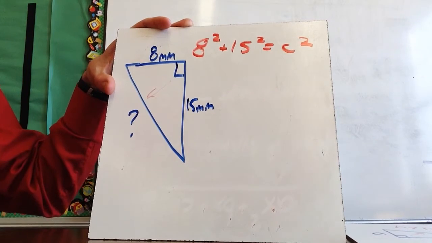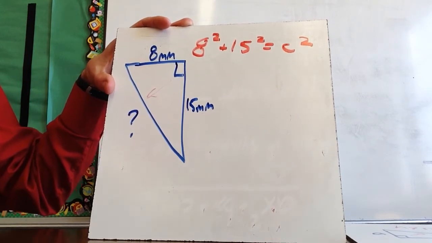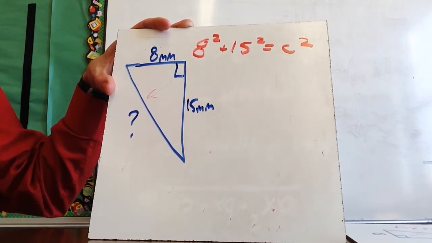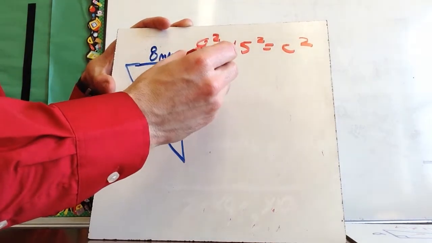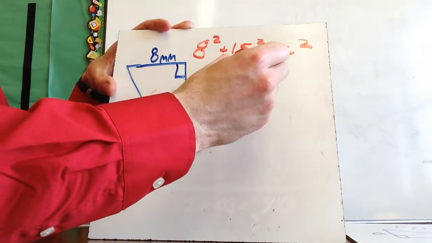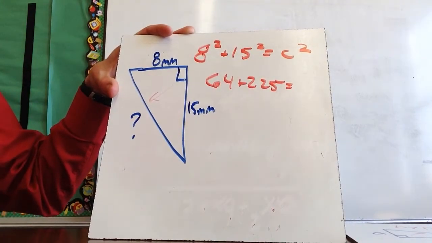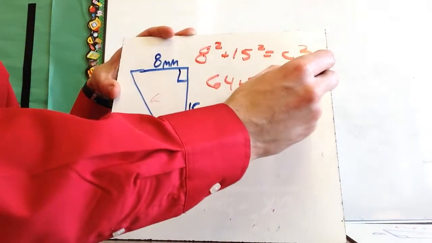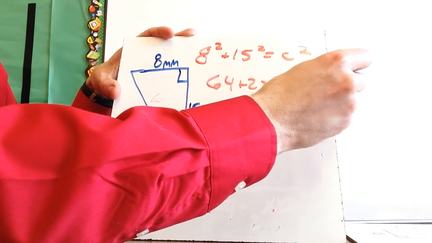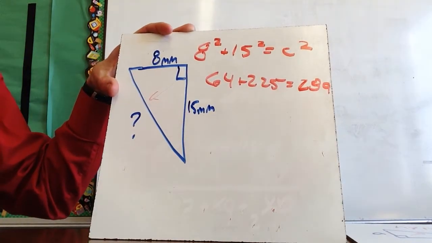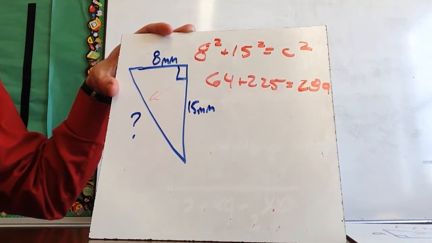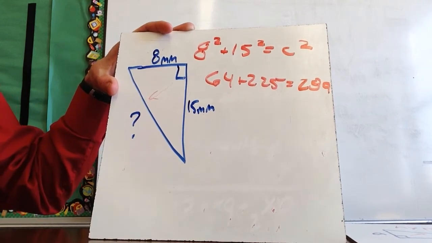Okay, 8 squared is 64. 15 squared, I had to make sure I was right on that, is 225. When I add those together, you get 289. Right? And then what you need to do is take the square root of 289.